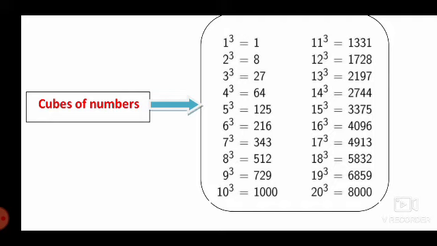4 cube means 4 into 4 into 4, so 4 4s are 16. 16 into 4 will be 64. 5 cube means 5 into 5 into 5, so 5 5s are 25. 25 into 5 is 125. So this is how we have to find out the cubes of the numbers.